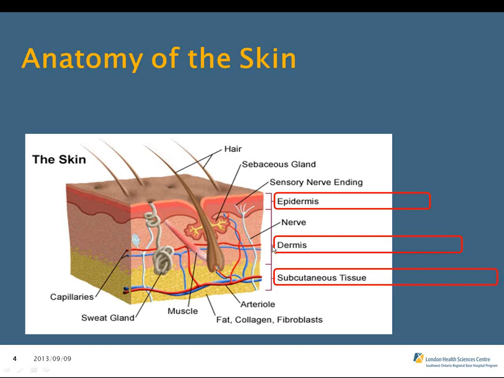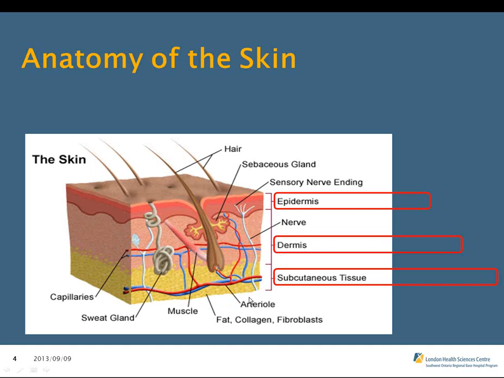And then once we get below the dermis, we come into this region here, which is subcutaneous tissue. This is basically more blood vessels and some fat tissue, which is noted by the yellow region there. And this is the layer that's overlying the underlying muscle and bone.